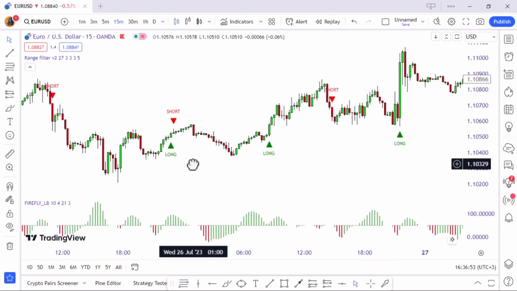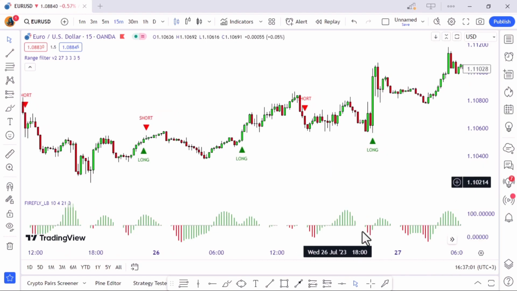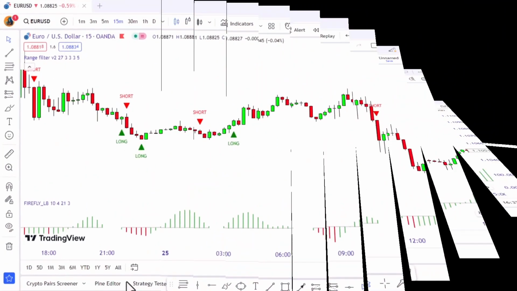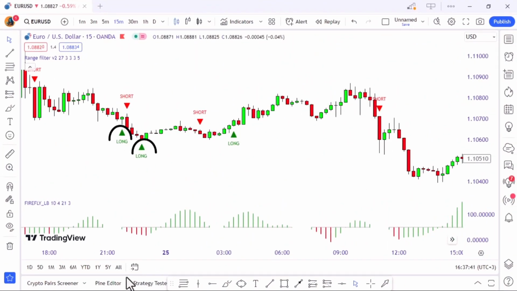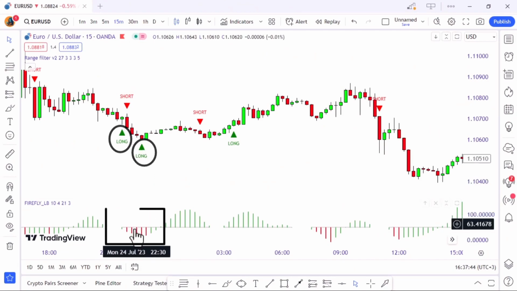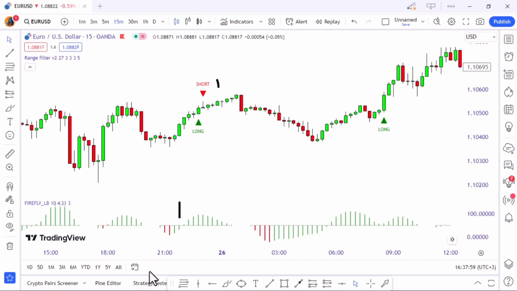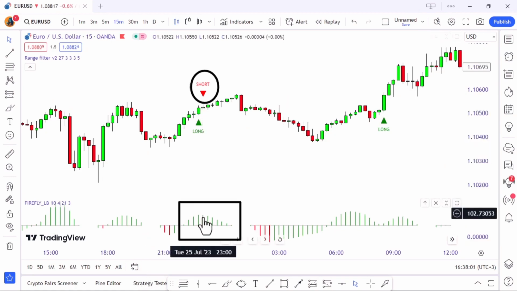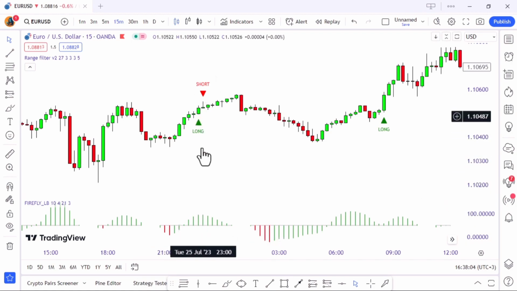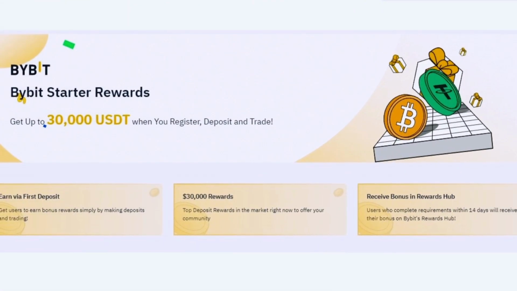This way, you'll have a better shot at identifying quality buy setups when the histogram is green and above 0. And for sell setups, watch for it to be red and below 0. The histogram is excellent at filtering out potentially less promising signals. For example, check out the long signal when the market dipped. The Firefly Oscillator effectively ruled out the lower quality setup. The same goes for the subsequent short signal that was accurately filtered because the market didn't move much in that direction.